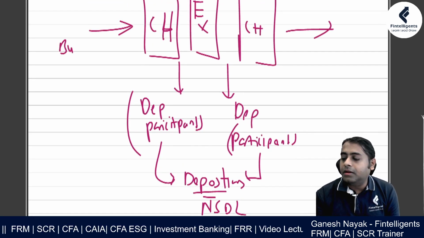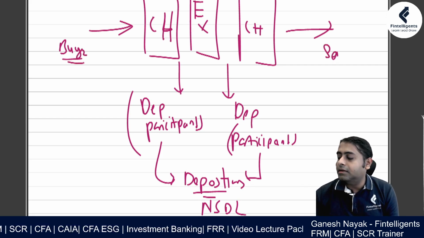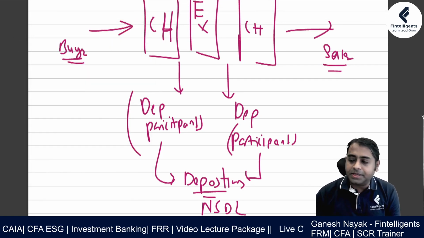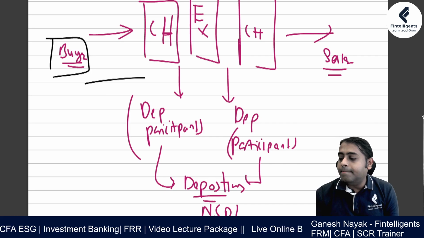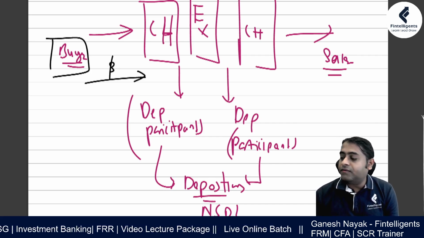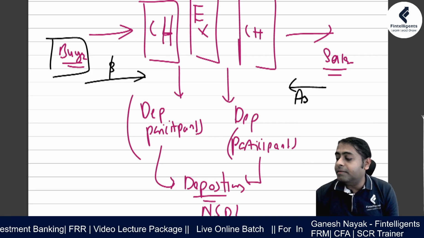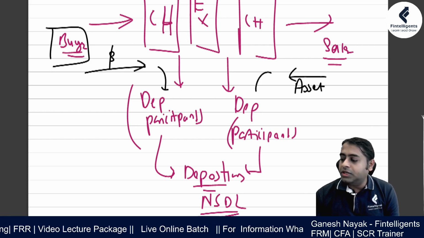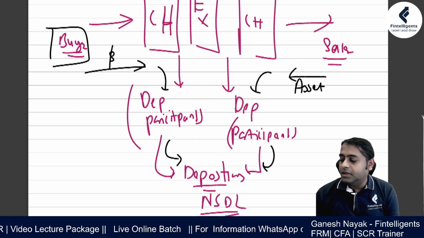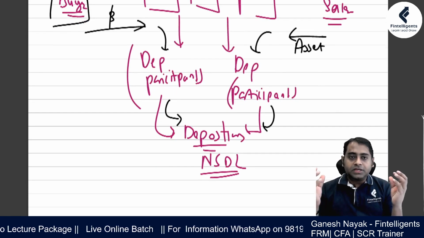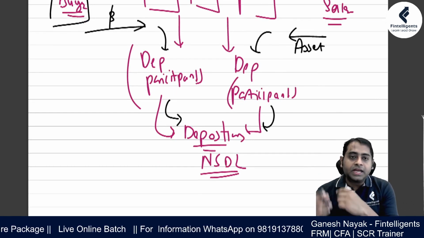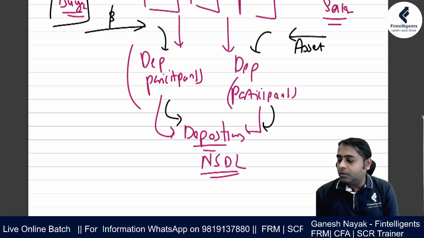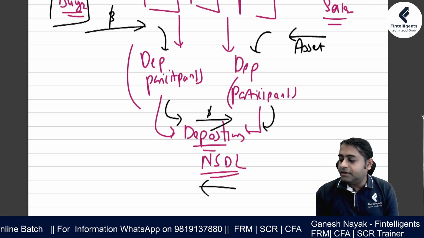So what will this depository do? Suppose there is a buyer and there is a seller. I'm just giving a very simple, basic example. From the buyer's account, money will be debited, and from the seller's demat account, the asset will be debited. That will move from the broker to the depository participant. It will go to the depository, and this depository will take money from the buyer, pass it on to the other side, take asset from this side and pass it on to the buyer. So money will go on this side, asset will go on this side.